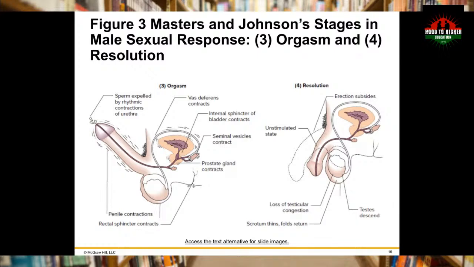During the resolution stage, it's unstimulated. The erection subsides, there is loss of testicular congestion, and the testes begin to extend back into the scrotum.